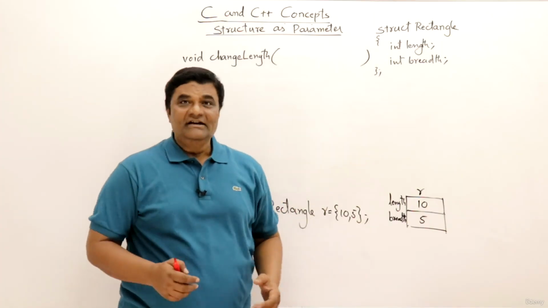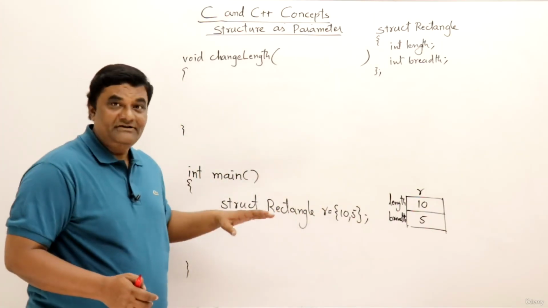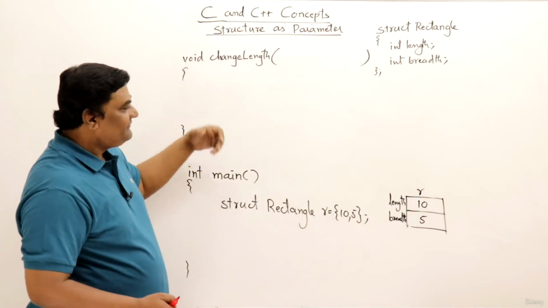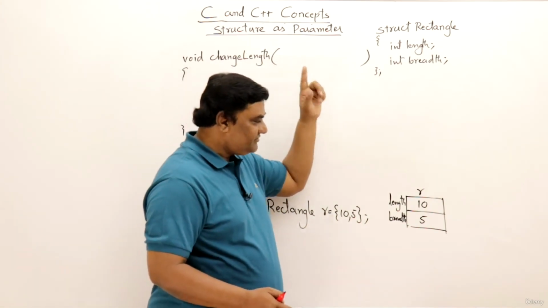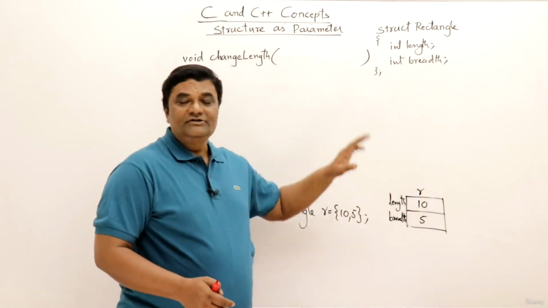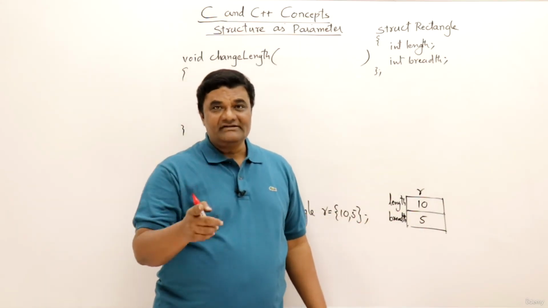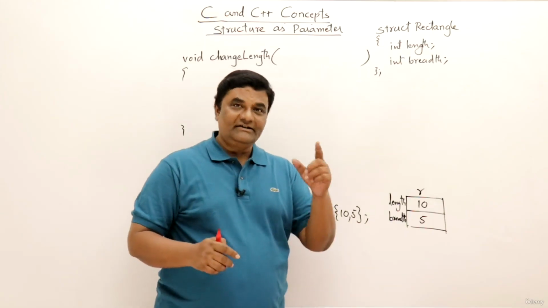So we should imagine like this. Main function can change, but main function is not doing it. Assistant will do it. So that is the change length function. We want this function to change this length. When you want some function to modify the actual parameter, then it must be call by address or call by reference. So we are learning call by address.